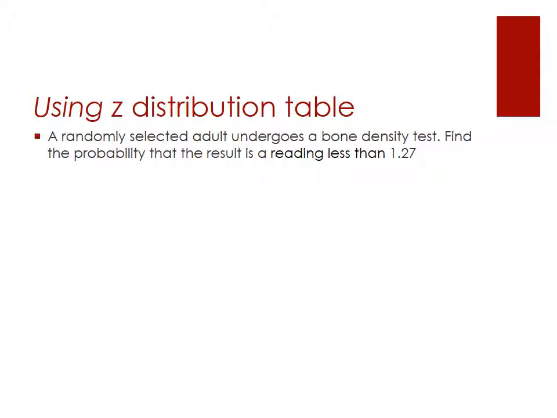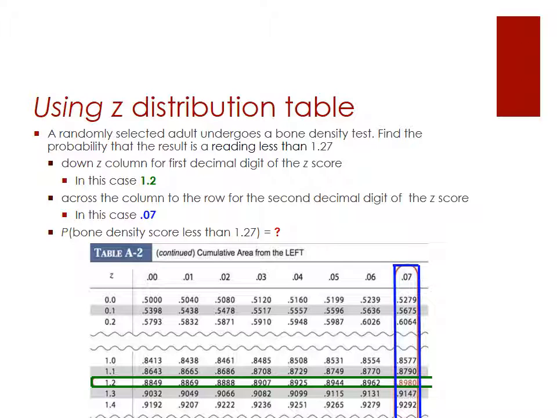Okay, so let's practice using the z-distribution table with a really quick random problem. Here we have a randomly selected adult that undergoes a bone density test, and we want to find the probability that the result is a reading less than 1.27. So this is the problem that we're going to solve. All right, so this is how we use our z-distribution table.